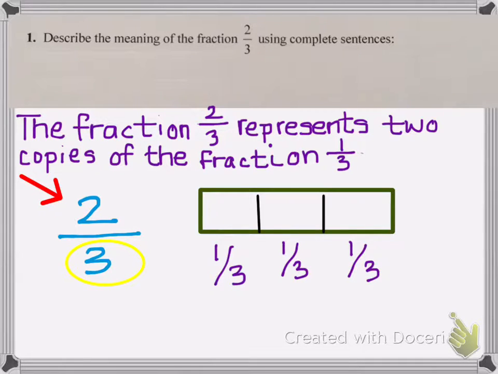So if each of those equal pieces represents 1/3, the fraction 2/3 means I have 2 copies of those 1/3 pieces. So now I'm going to shade to represent what 2/3 of the unit would look like. So where you see the blue shading is where we would represent the fraction 2/3. So the fraction 2/3 represents 2 copies of the fraction 1/3.